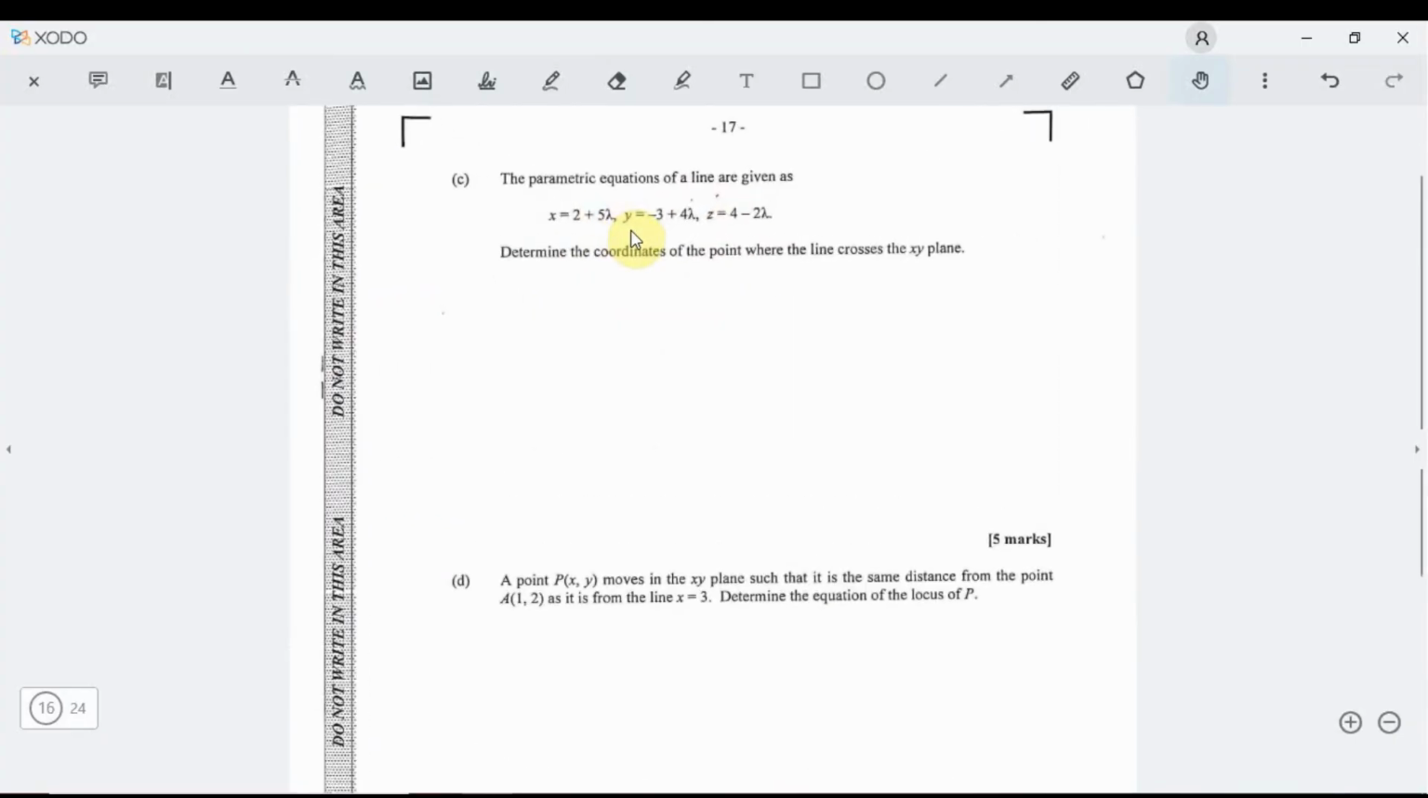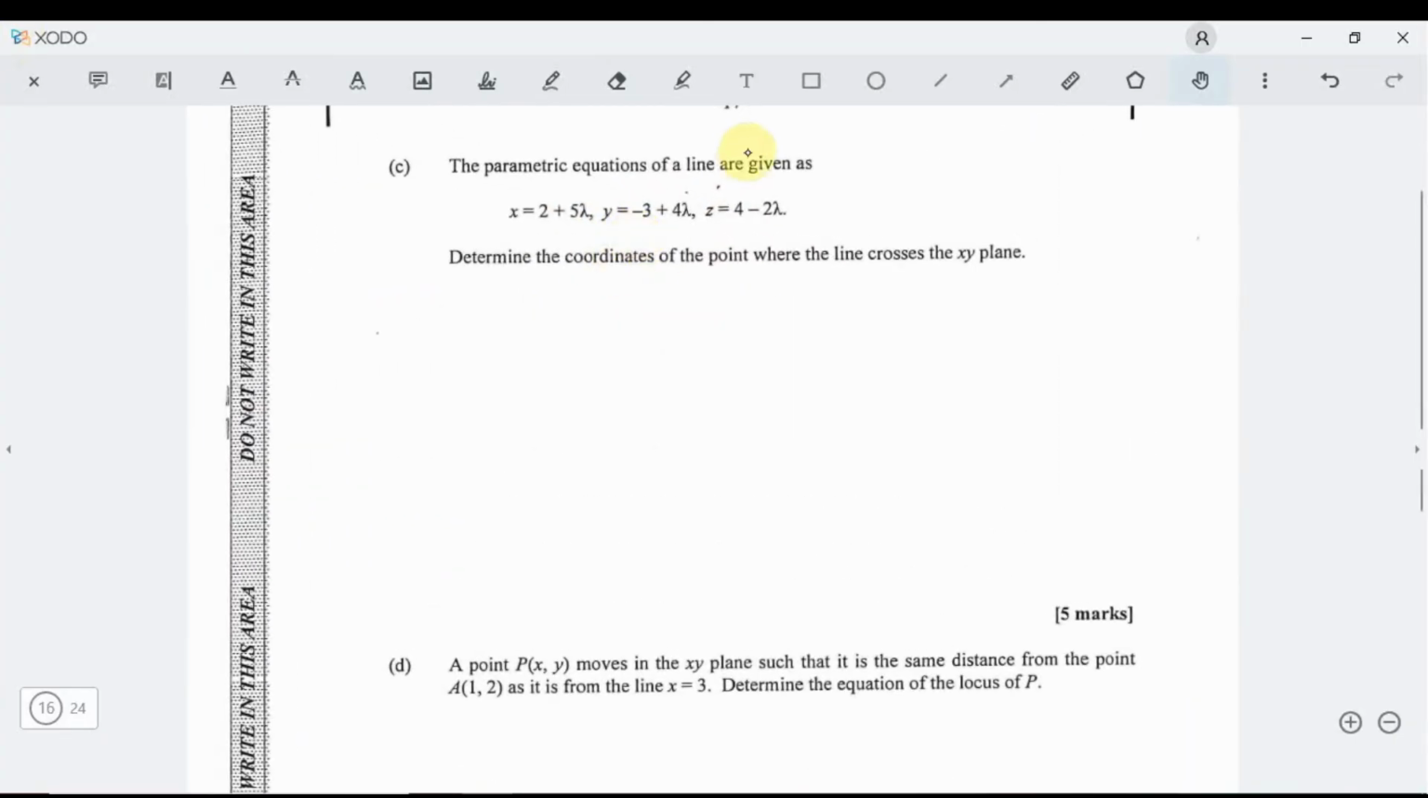Alright, the next part, it says the parametric equation of a line is given by x is 2 plus 5 lambda, y is minus 3 plus 4 lambda, and z is 4 minus 2 lambda. Determine the coordinates of the point where the line crosses the xy plane. Where the line crosses the xy plane, on the xy plane, the z value is equal to 0. So in that case, 4 minus 2 lambda equals 0. So 2 lambda equals 4. So lambda equals 2.